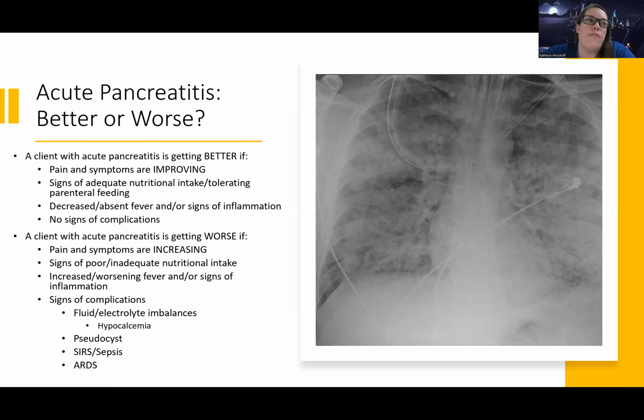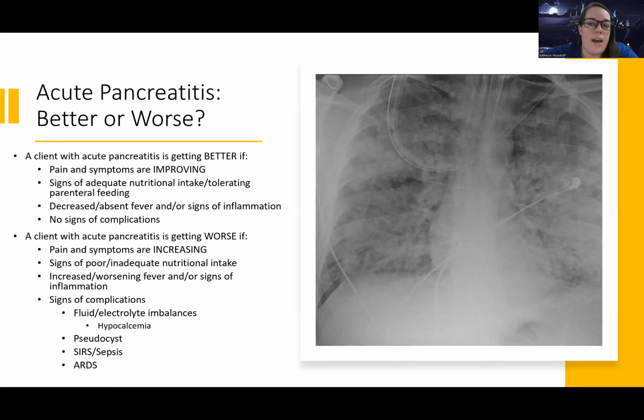With these patients, it's really not well understood why, but they can sequester or hold on to calcium within the pancreas. And it leads you to have less calcium in your blood, which can lead to tetany, dysrhythmias, things like that, which will always be concerning.